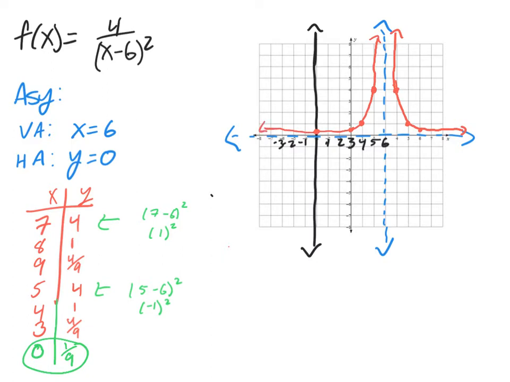So the things that you want to include are these asymptotes. We're going to write, we had an intercept, so we had a y-intercept, which was 0, 1/9. And then we want to go ahead and do our domain and range as well.